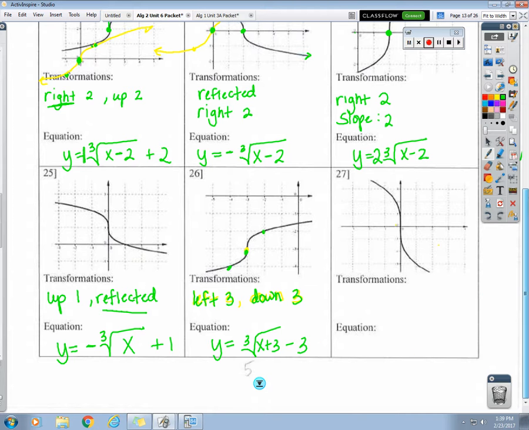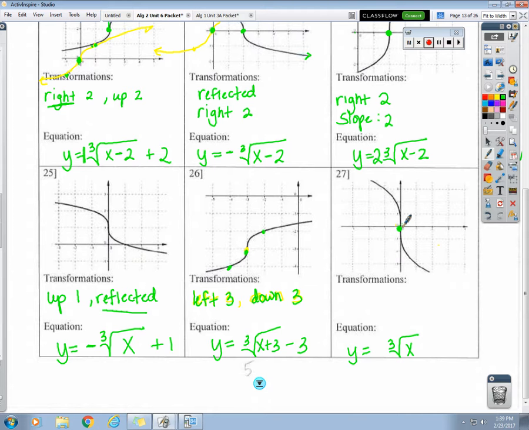Okay, number 27. The first thing I notice is that the center is still at 0, 0. So there's been no horizontal or vertical shifts. So what that means about the equation is there's going to be nothing inside with the x, and there's going to be nothing outside over here, because it hasn't shifted right, left, up, or down. The center's still at 0, 0.